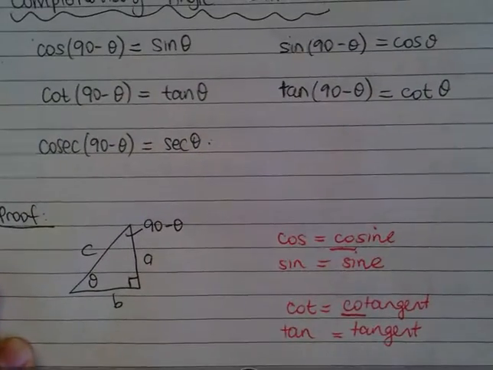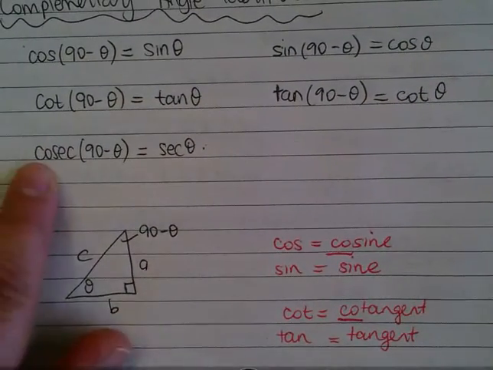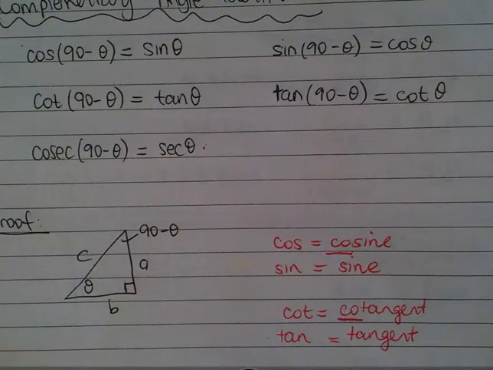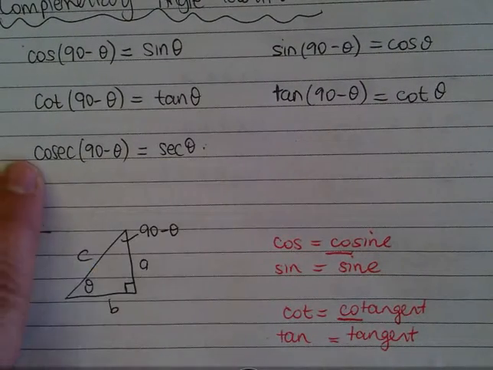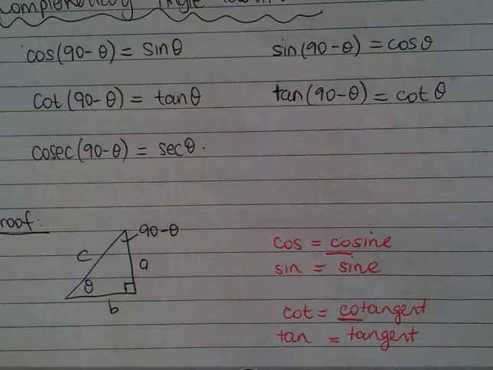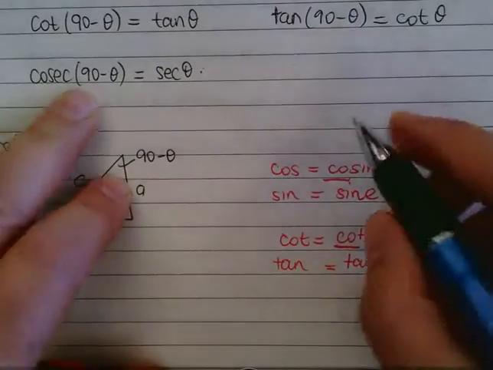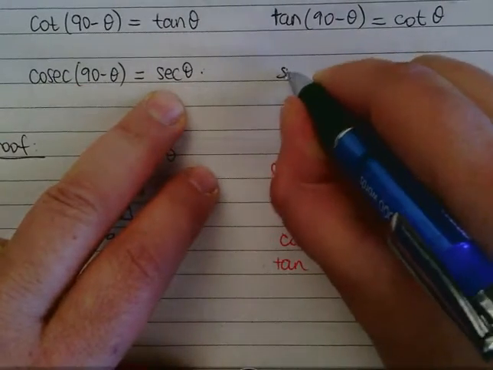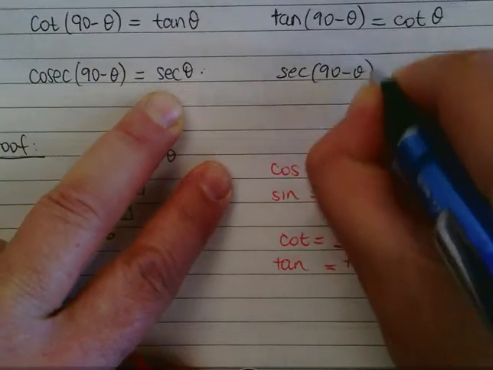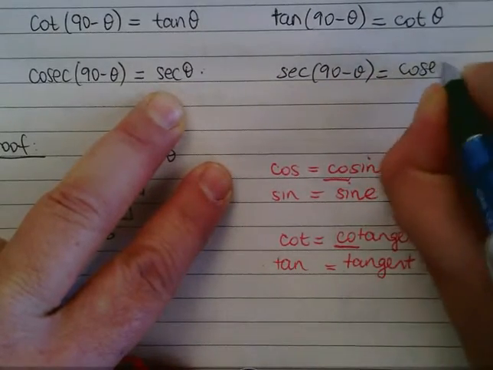We're just seeing which ones go together. Now, cosec and sec you can see quite easily. Sec, cosec. So they're the ones that go together, the ones with the co. They're the complementary ones. Now, the last one, cosec of 90 minus theta equals sec theta, or sec of 90 minus theta equals cosec theta.